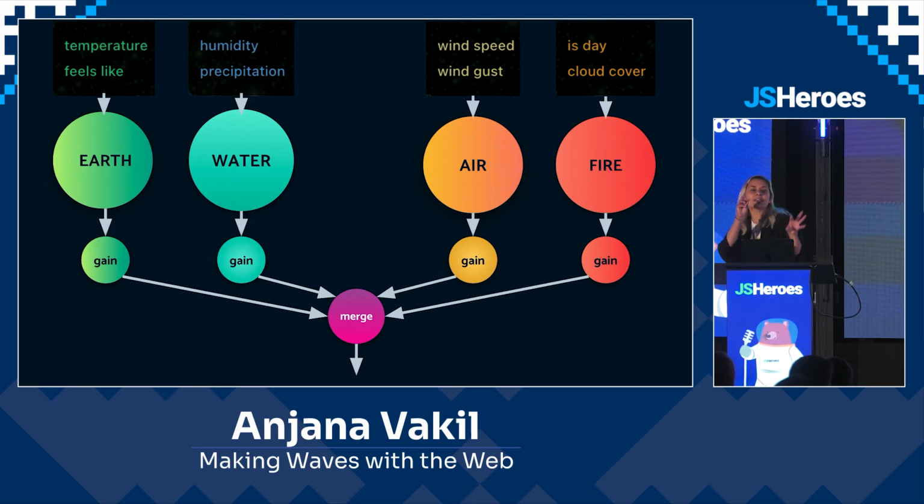And what I've done is I've picked out a few choice attributes of the weather that I thought corresponded to 4 different elements: earth, water, air, and fire. And so I've created 4 different voices, you could say, or 4 different graphs between our sound input and our output. Each of those voices is independent. It's hooked up to its own gain node, and then there's a merge that's happening, all of them together.